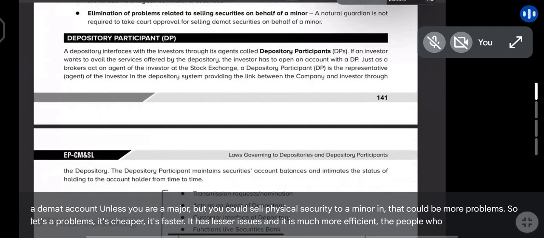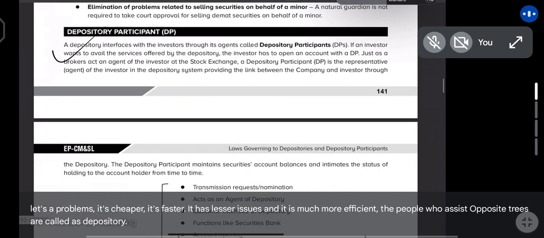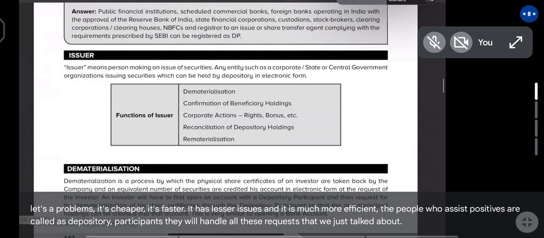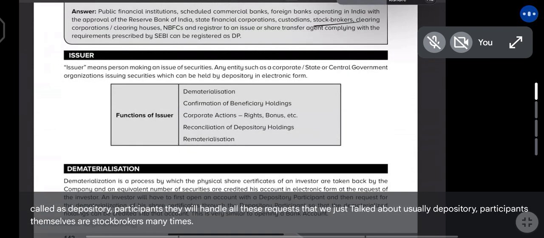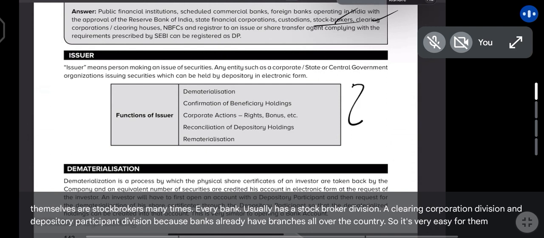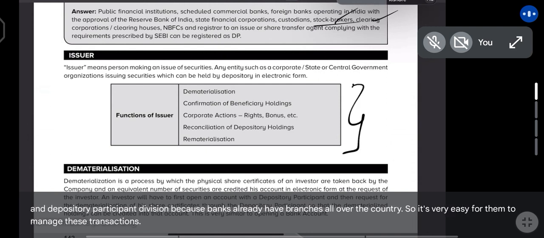The people who assist these depositories are called depository participants. They will handle all these requests that we just talked about. Usually, depository participants themselves are stockbrokers many times. Every bank usually has a stockbroker division, a clearing corporation division, and a depository participant division, because banks already have branches all over the country. So it's very easy for them to manage these transactions for different types of investors across the country.